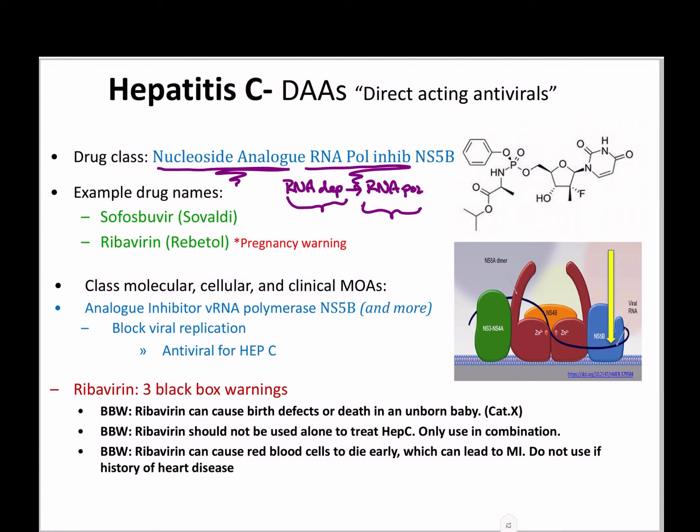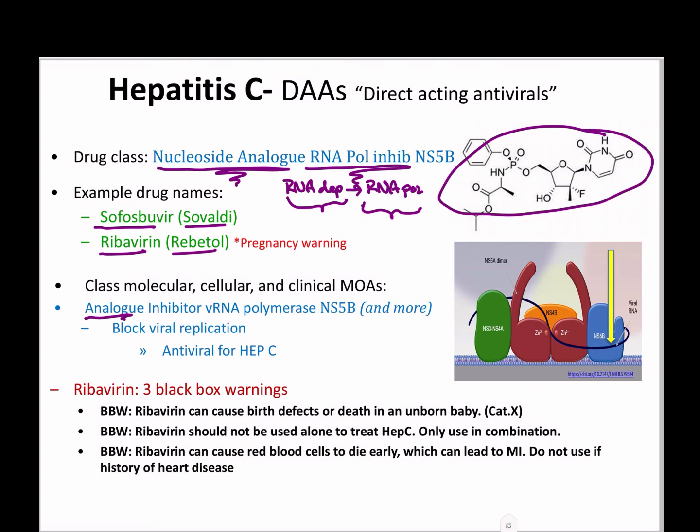And when you learn about HIV, you'll see that we have very similar drug classes, but specifically focused on the reverse transcriptase polymerase that you find in HIV. So the drug names here, sofosbuvir or Sovaldi, and ribavirin or Rebetol, are both analogs to nucleosides.